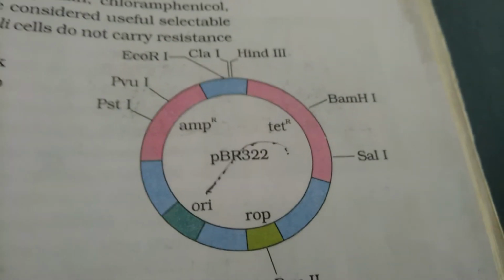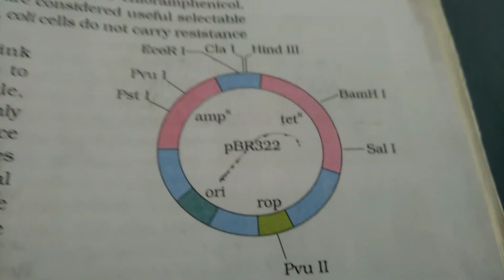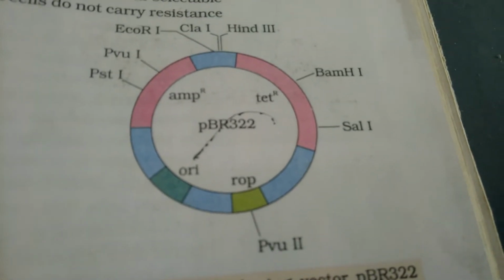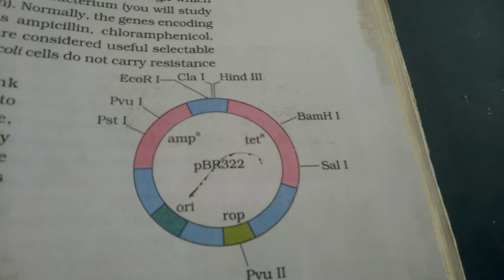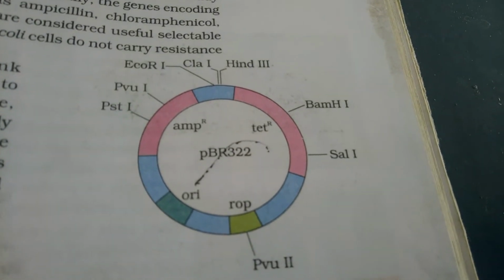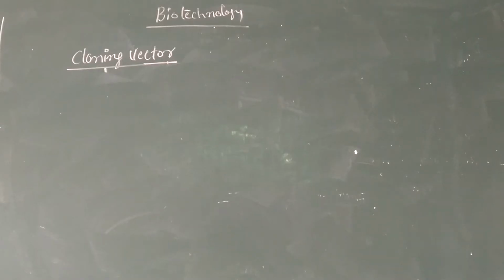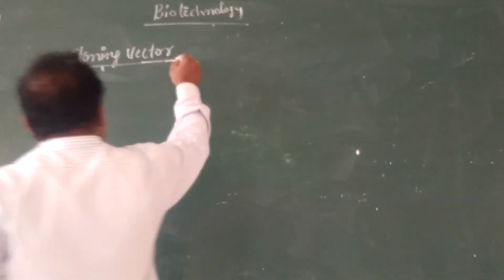It is very important for future examination, that is pBR322, the cloning vector or plasmid. Come to the next topic.